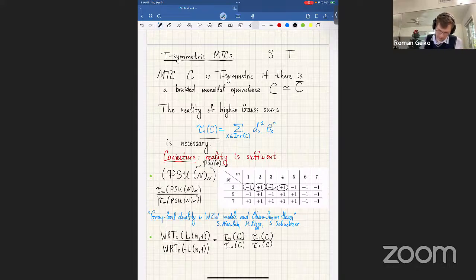It doesn't even vanish. But is it generalized to non-Abelian Chern-Simons? Yeah, our results do not generalize. We just conjecture that it will generalize. This is how we define any higher Gauss sum. So d_x is the quantum dimension of a simple object, and theta_x is the topological spin, or the T_x eigenvalue, the eigenvalue of the T matrix.